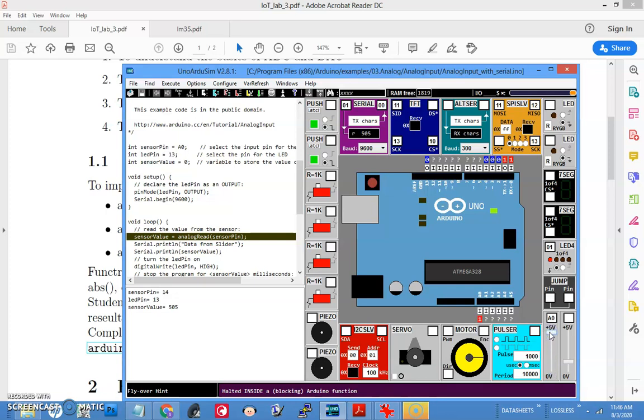Okay, now we need to see that value. For that, there is an easy way of communicating via serial interface. So the Arduino can send data to a terminal on the computer. That terminal is known as the serial monitor.